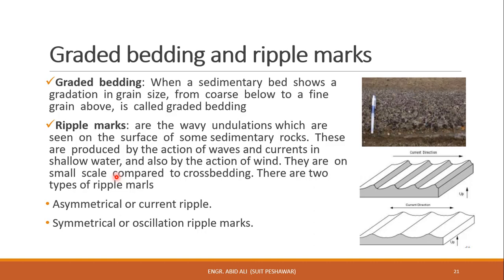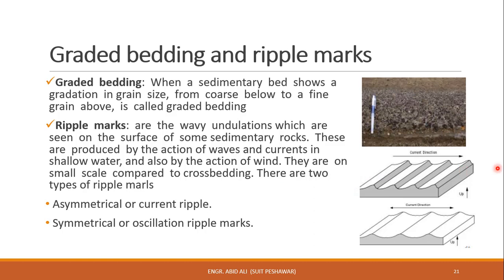Number three, we have graded bedding and ripple marks. Graded bedding means that when a sedimentary bed shows a gradation in grain size from coarse below to fine grain above, it is called graded bedding. Ripple marks are the wavy undulations seen on the surface of sedimentary rocks. These are produced by the action of waves and currents in shallow water and also by the action of wind. They are on a small scale compared to cross bedding.